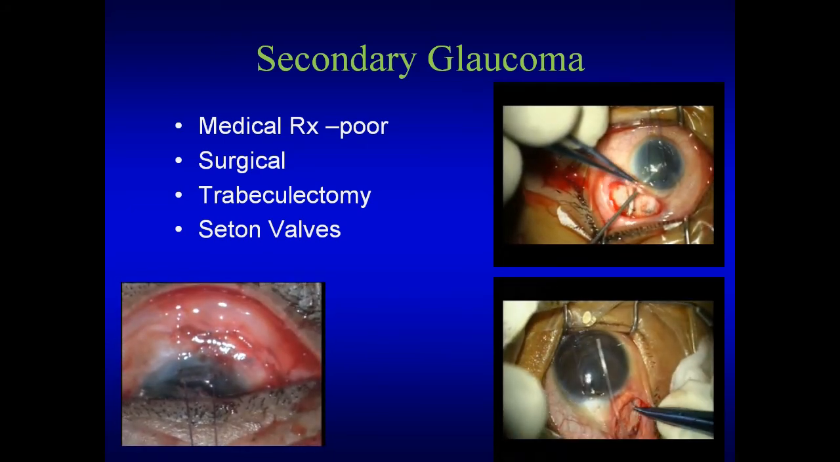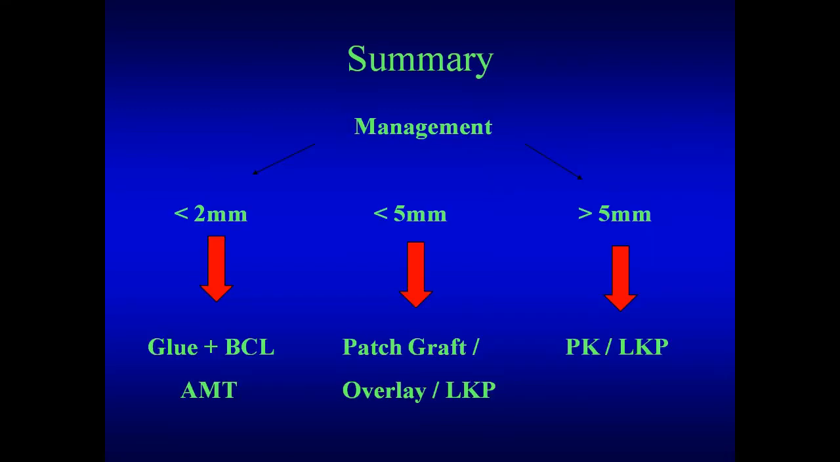In summary, for less than 2 millimeters perforation or non-perforation, you can use either glue or amniotic membrane. If it is less than 5 millimeters, go ahead for a patch graft or an overlay graft. And for more than 5 millimeters perforation, I think it is better to go ahead for penetrating keratoplasty. In very rare instances, you may get away with a lamellar keratoplasty.